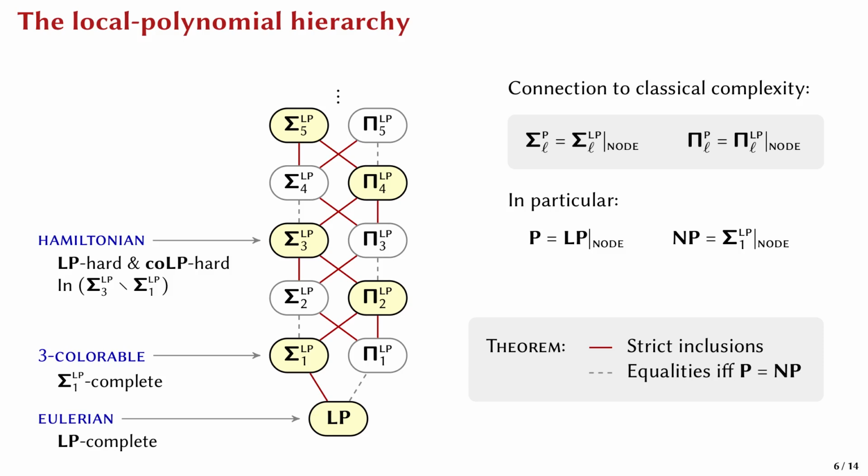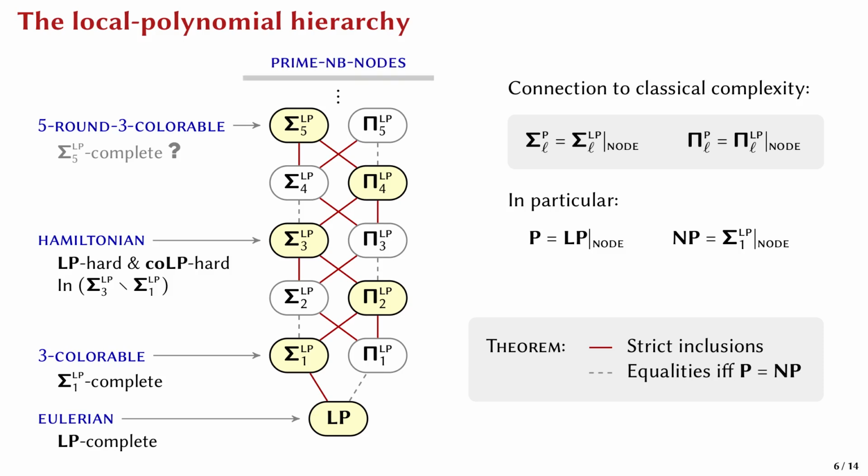And no matter how high we go in this hierarchy, we can always find more or less natural graph properties. For instance, at any level k, there is k-round 3-colorability. And this might even be a complete property for that level, but I haven't proved this, so that's just a conjecture. And finally, Fagin's theorem also allows us to show that some properties lie outside the hierarchy. And an example of such a property would be that the total number of nodes in the graph is a prime.